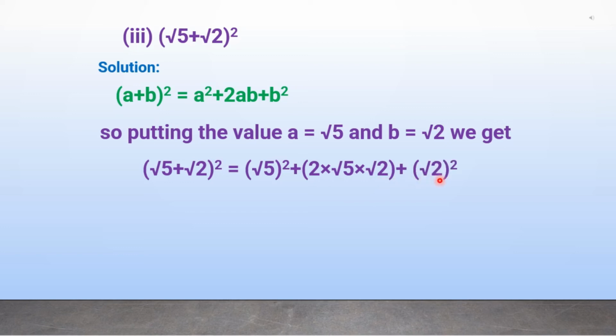(√2)². That is equal to (√5)² is 5, plus 2 into √5 into √2 is 2 into √10. (√2)² is equal to 2. So the answer is 7 + 2√10. This is the answer.